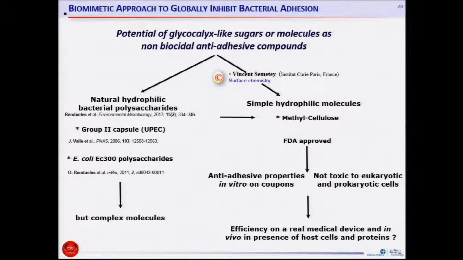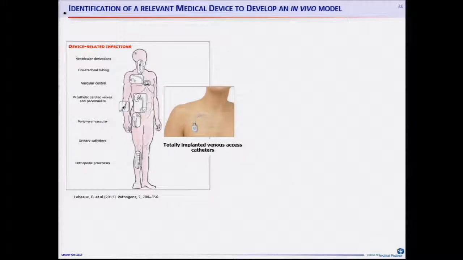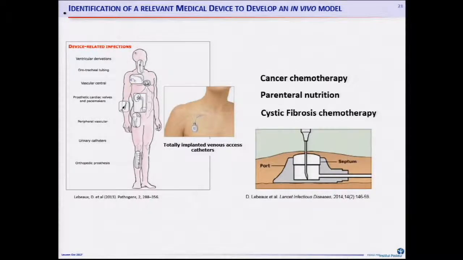And because you have the presence of host cells and proteins, this will not be super good to use this methylcellulose in vivo. So to develop a model for in vivo test of this molecule, we focused on one special device that is the totally implanted venous access catheter, or TIVAP, that are put in patients that need to follow cancer chemotherapy, or parenteral nutrition, or cystic fibrosis chemotherapy.